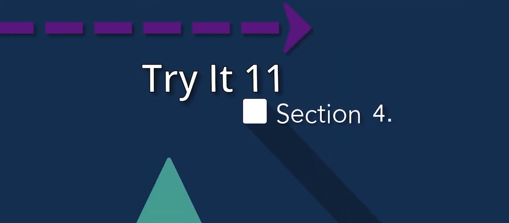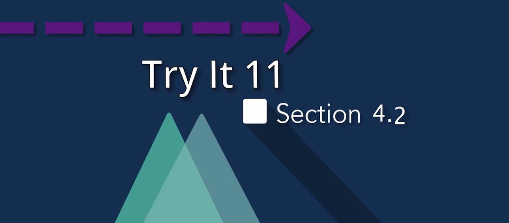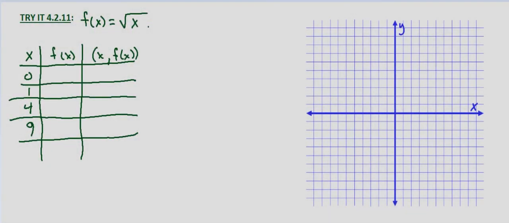In this exercise, we're asked to graph the function f of x equals the square root of x. What you'll find fairly soon is that this is known as the square root function, which is fairly intuitive since it's taking the square root of x. The process for graphing is essentially the same.